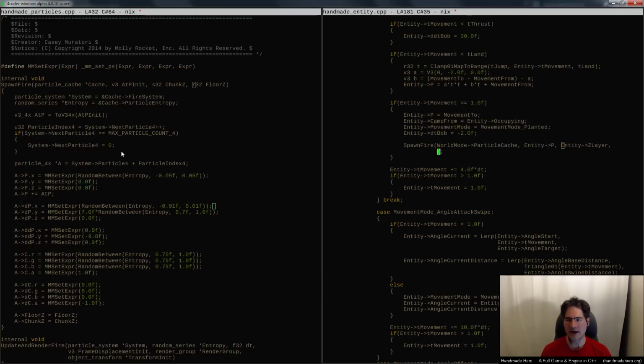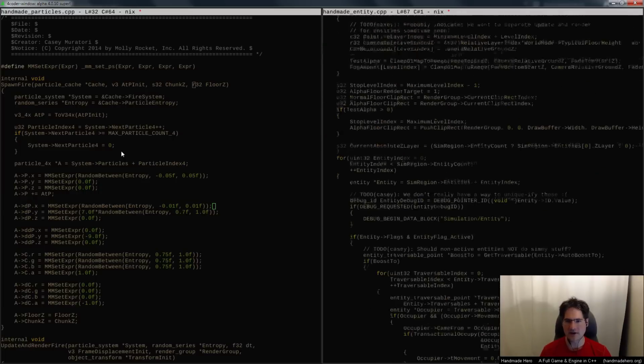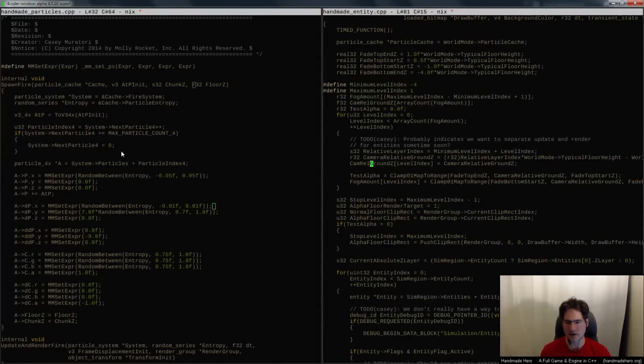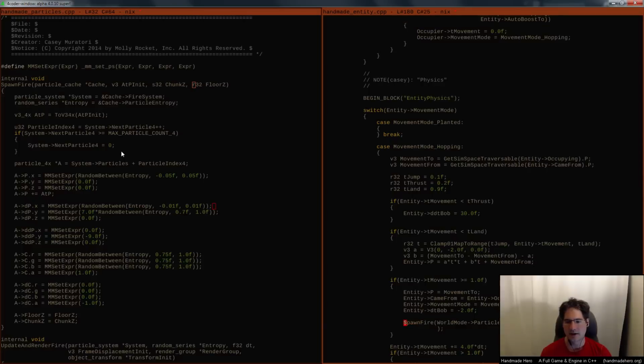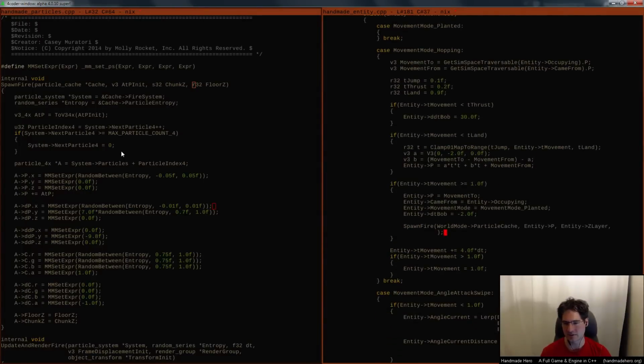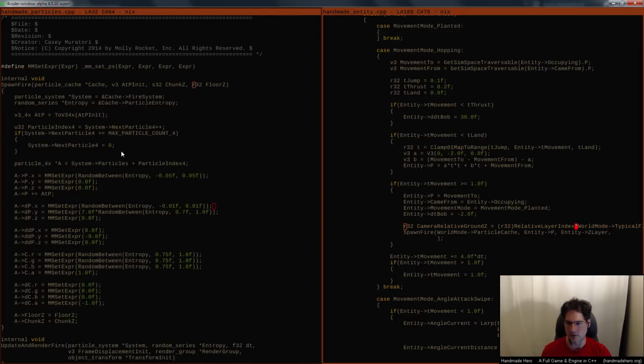So that floor z, I have to figure out a way to compute, and you can kind of see the way that's been computed up here already. It's called camera relative ground z, and it's getting computed this way, right? You can kind of see it's like, okay, whatever the relative layer index is, this is the computation. So if we bake out that computation, we should be able to just do it wherever we want to. So I'll put one in there temporarily, and then maybe we can systematize that a little bit so it's not such a hacky, cut and pasty sort of thing.